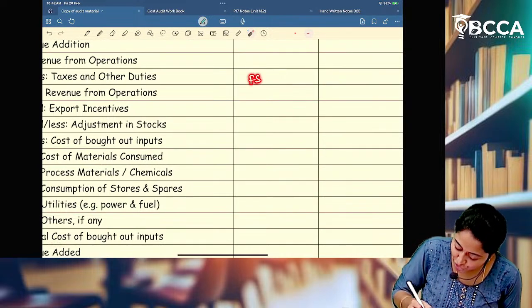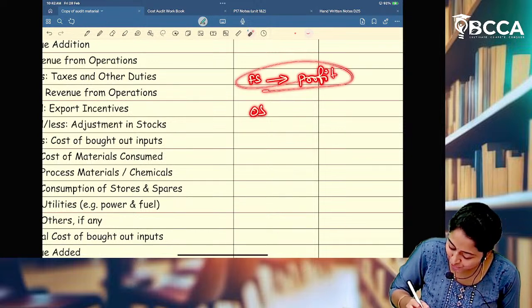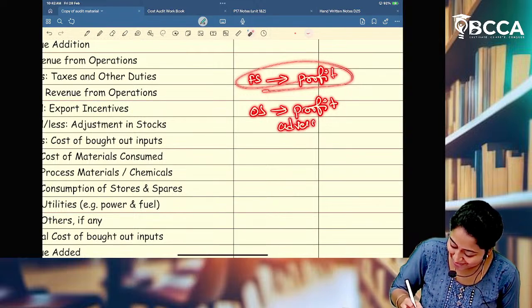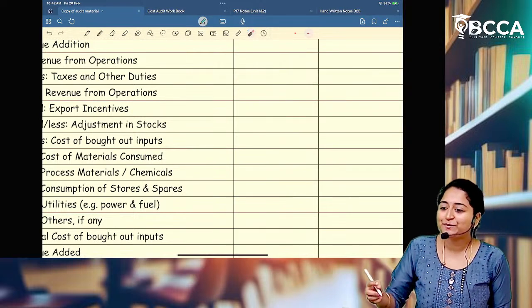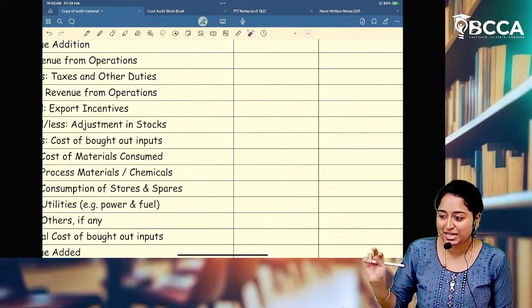Now, closing stock and profit will have the same effect. Opening stock and profit will have adverse effect. I have told you in a reverse way. Okay? Opening stock and profit will have adverse effect and closing stock and profit will have the same effect.